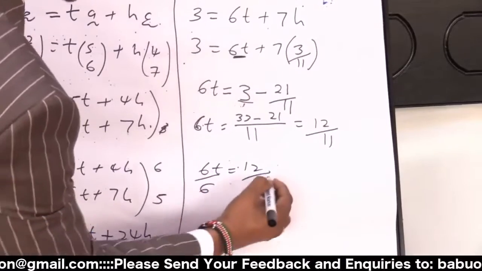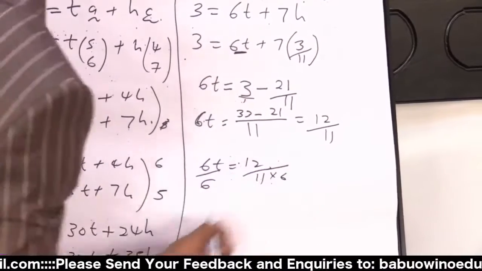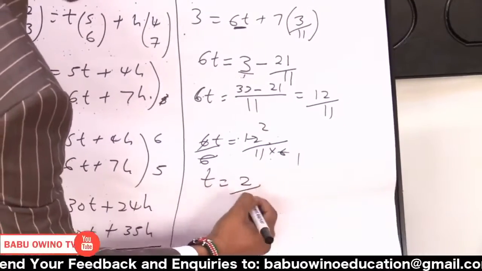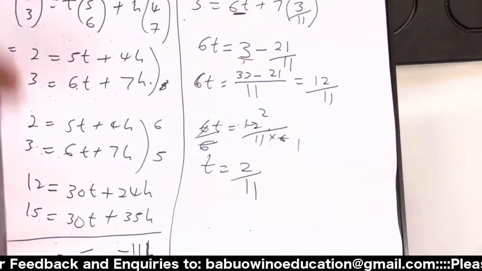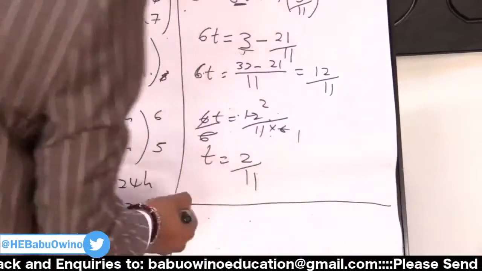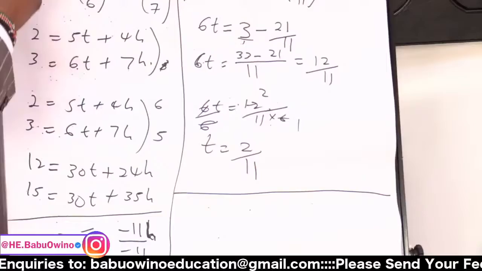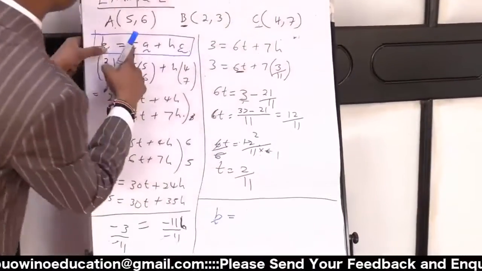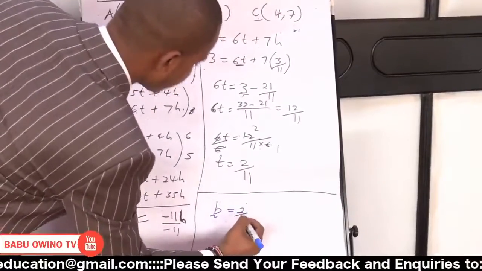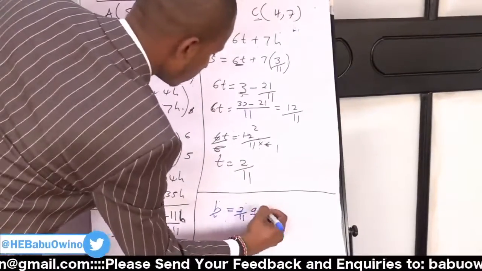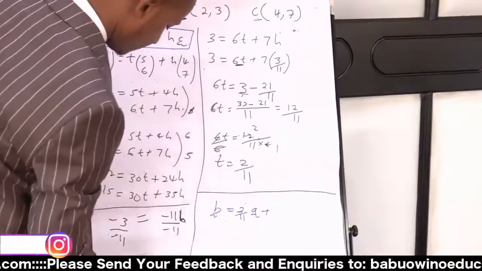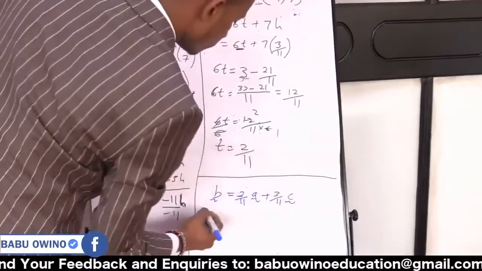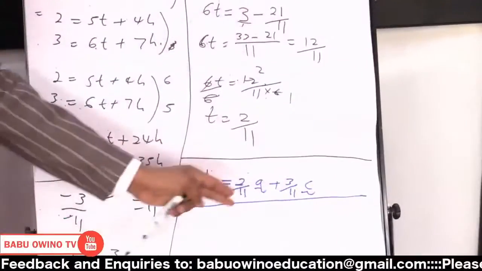Divide everything by 6, this side also by 6. So T equals, here once, here twice, is 2 over 11. Then from here, come to your initial equation and just replace it. B equals T, our T value is 2 over 11 of A, plus H, our H value is 3 over 11 of C. So this is B as a linear combination of A and C.